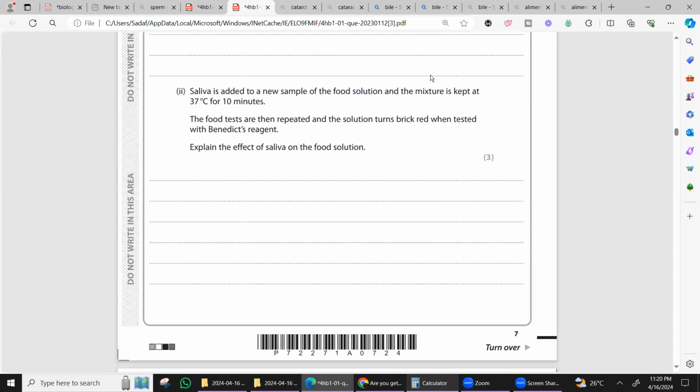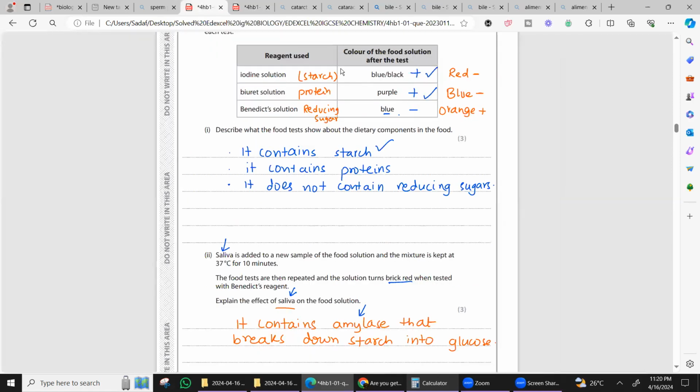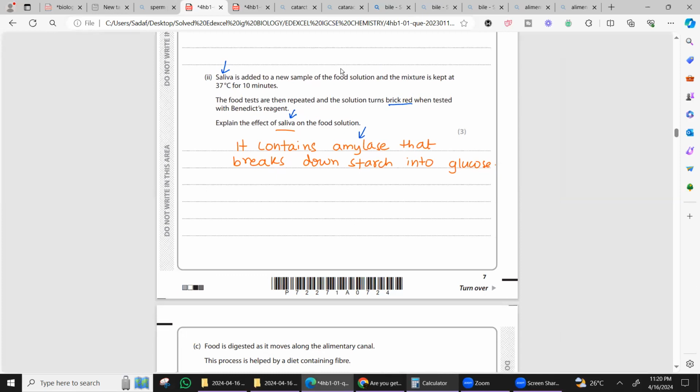Saliva is added to a new sample of food solution, and the mixture is kept at 37 degrees Celsius, which is human body temperature, for 10 minutes. The food tests are then repeated, and the solution turns brick red when tested with Benedict's reagent. Explain the effect of saliva on the food solution. Our saliva contains an enzyme called amylase, and it works on starch. So it contains amylase that breaks down the starch into glucose.